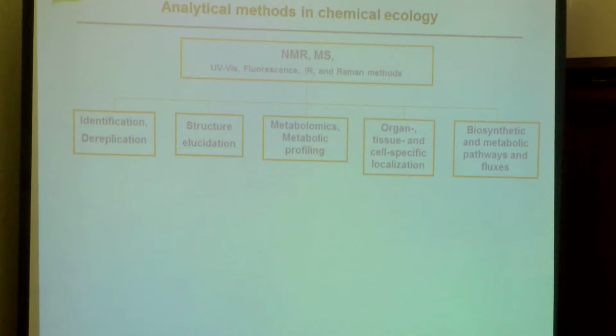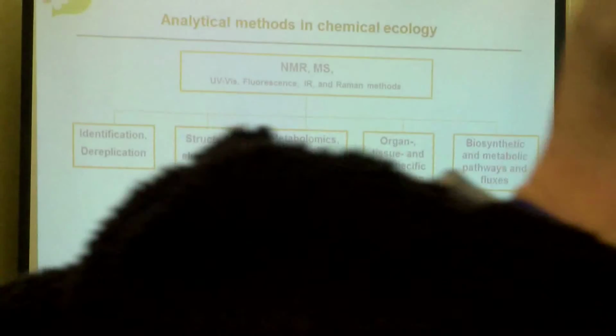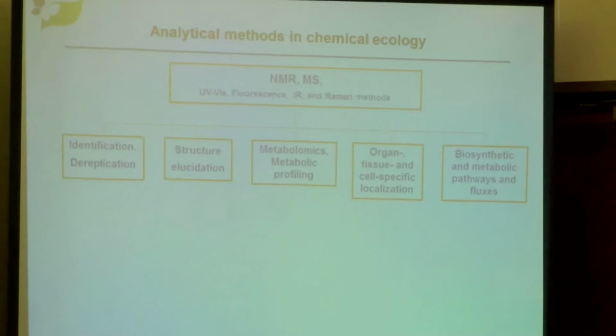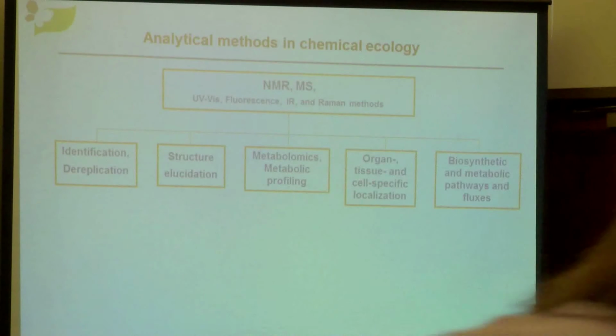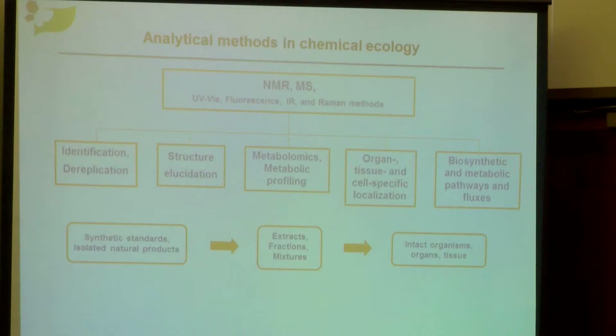NMR and mass spectrometry, of course, are the most important analytic methods in chemical ecology and in natural product chemistry in general. What we are doing is identification, dereplication, structural elucidation, de novo structural elucidation. We are doing some metabolomic studies, metabolic profiling, and one special field is organ, tissue, and cell-specific localization. I will be talking tomorrow about this special field. And also, we are studying biosynthetic and metabolic pathways. And we are, of course, involved in confirming the structure of synthetic compounds or of isolated natural products.